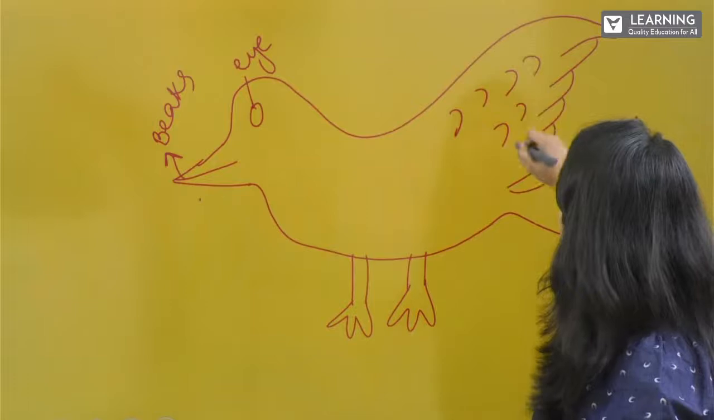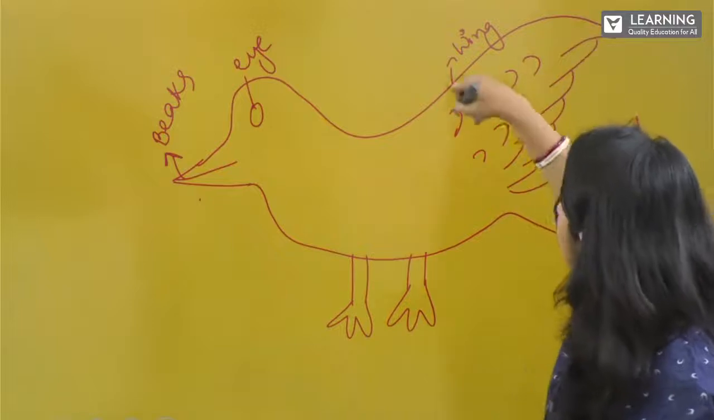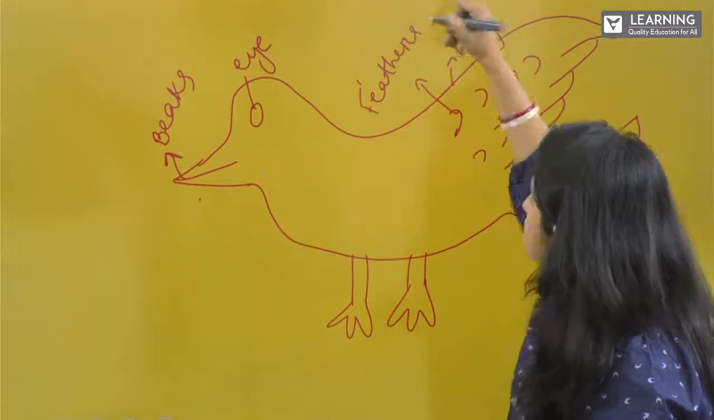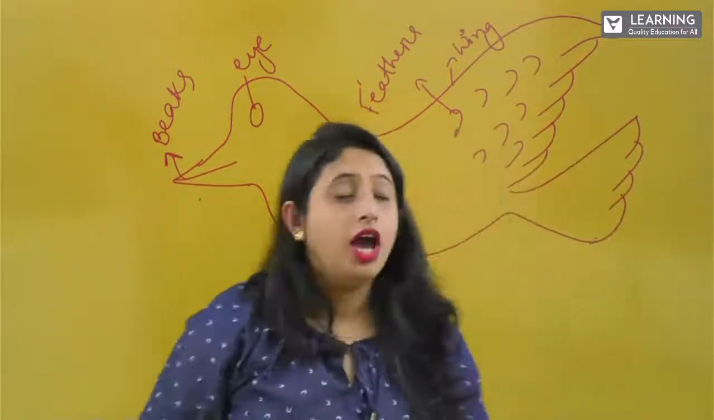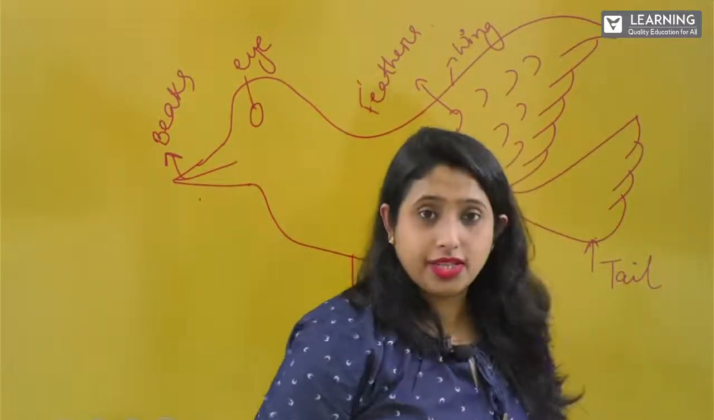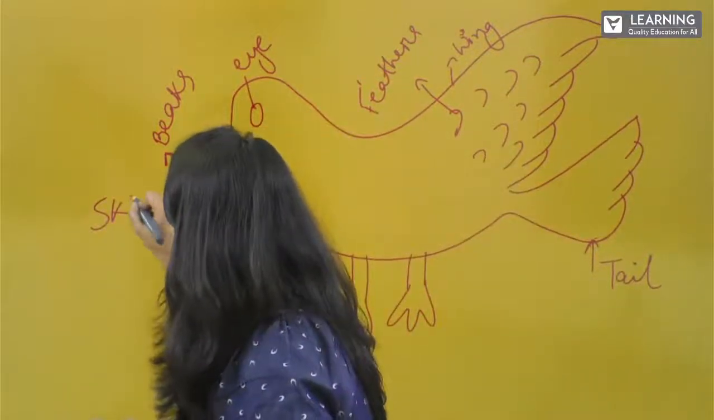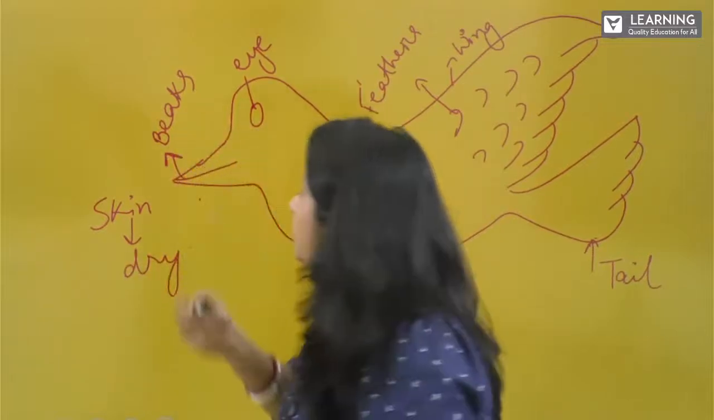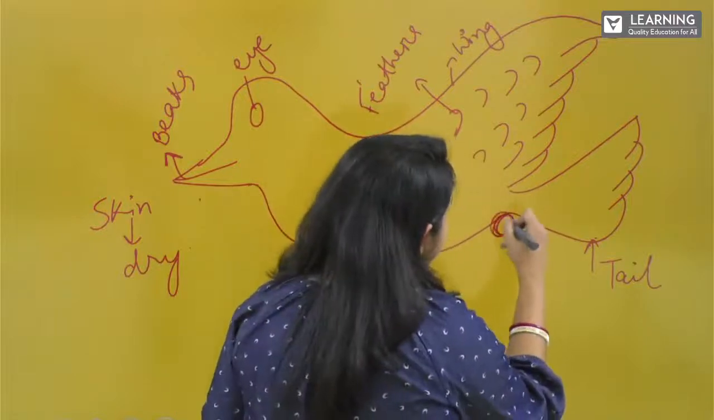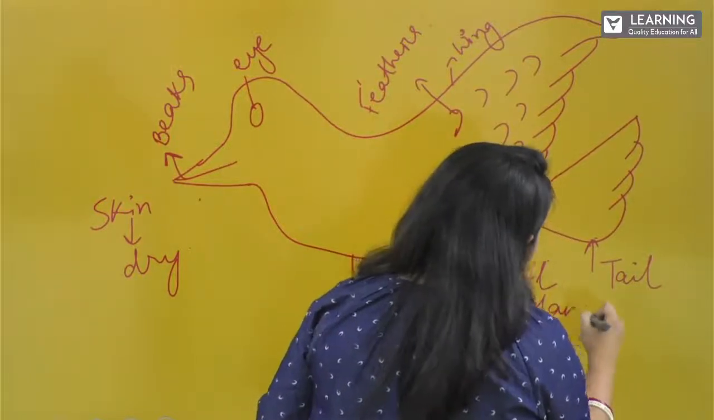They have got wings, right? This is the wings. They have got feathers. Then they have got a tail. How is the skin of the birds? Dry skin or moist? The skin is dry. But they have oil secreting glands. Where? Near the tail, they have oil secreting glands.